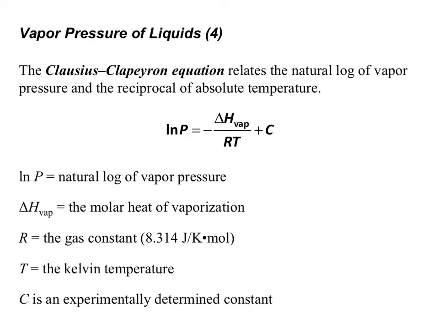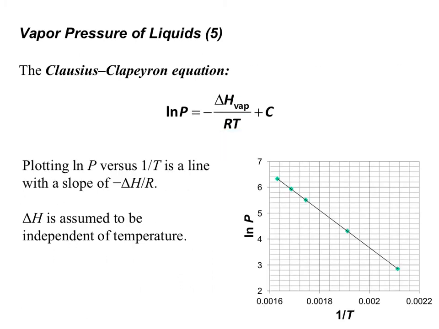The Clausius-Clapeyron equation relates the natural log of vapor pressure and the reciprocal of absolute temperature. It looks like this: the natural log of vapor pressure equals the negative molar heat of vaporization over the gas constant times temperature in Kelvin, plus C, which is an experimentally determined constant. When we plot the natural log of the vapor pressure versus reciprocal temperature, you end up with a straight line with a slope of negative change in enthalpy of vaporization over the gas constant R.